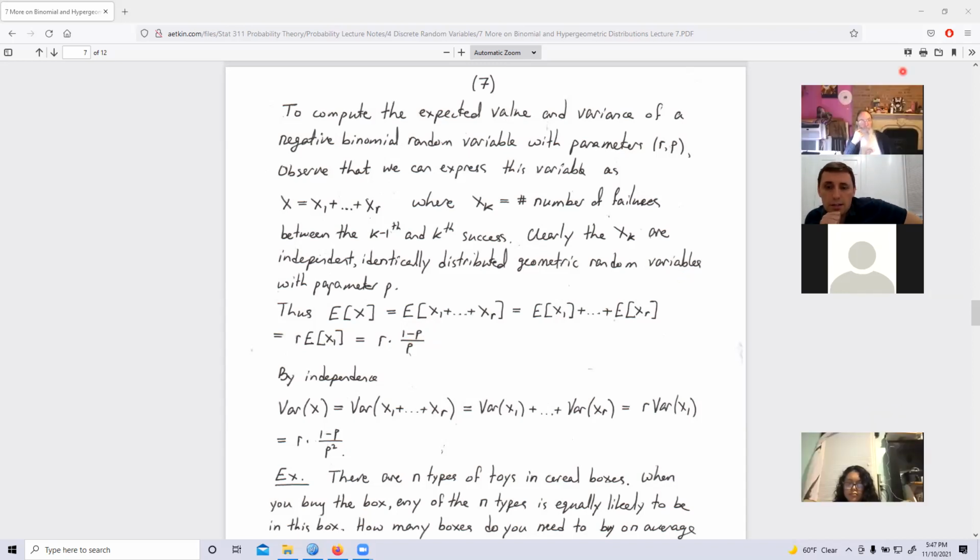Now, what about the variance? Clearly, x1, x2, x3, and onwards, they are independent. You agree? In other words, the number of failures after the first success will not be influenced by how many failures we had before the first success. And so the sum of the variances is going to give us the variance of this, what do you call it, negative binomial. So then what we have is that the variance of x is r times (1 minus p) over p squared.